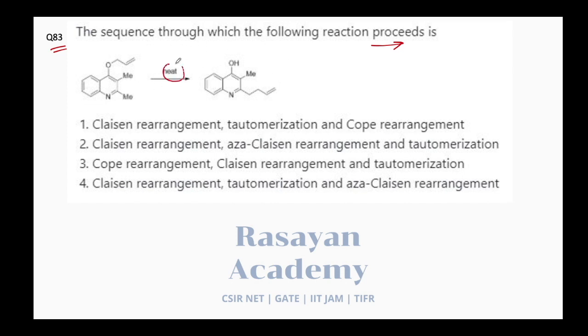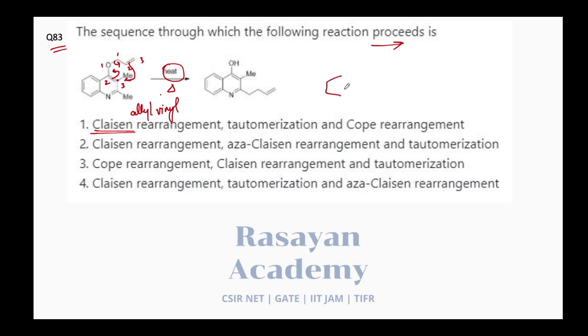What are you going to do in the presence of heat there? Seems like you are going to have a 3,3 sigmatropic possibility. It is the allyl vinyl ether system. All right, let's give the numbering 1, 2, and 3 over here, 1, 2, and 3 over here, right? So there is a possibility of 3,3 sigmatropic, and whenever you have the allyl vinyl ether system, you are going to do Claisen rearrangement. Absolutely, Claisen rearrangement.